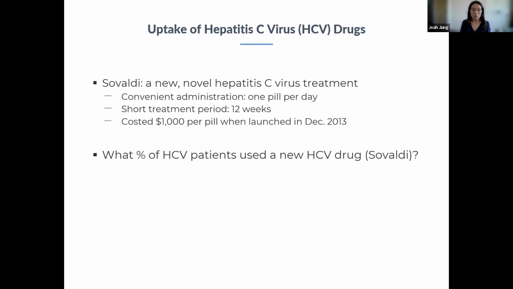Right. So with all this exciting and novel drug available, the question is really, with this price, what percent of Hep C patients, HCV patients, actually use Sovaldi, this new Hep C drug? And that was one of my research questions. This is just an example. That's something that you can measure.